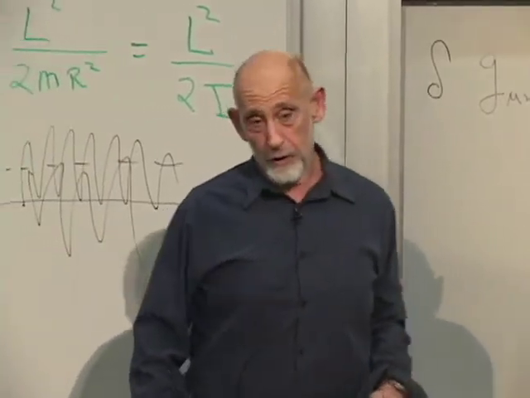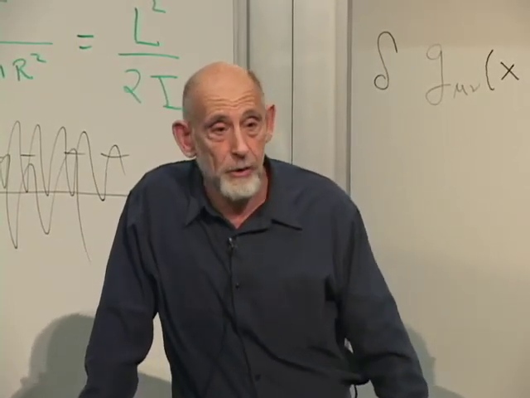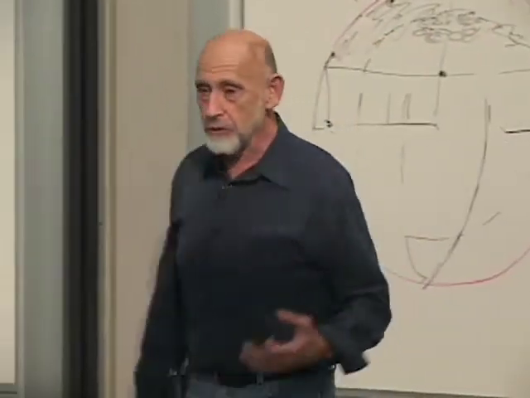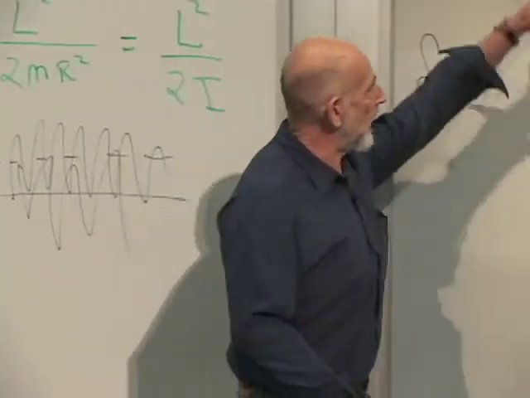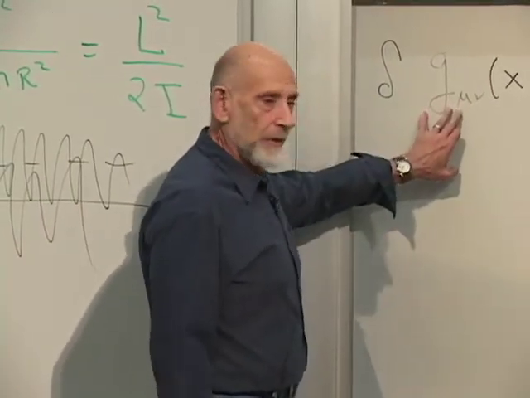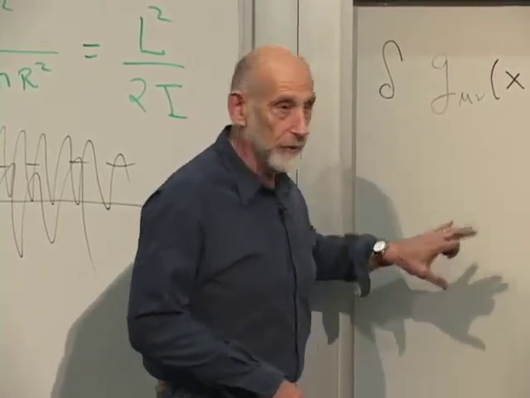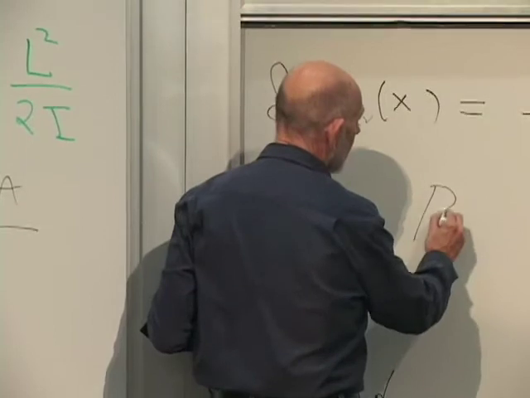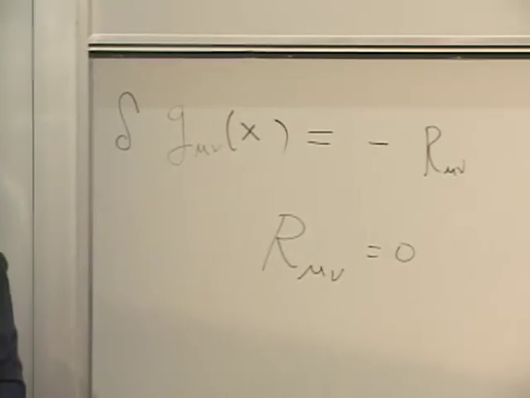Now, what we're looking for, though, is geometries which don't change when you change the cutoff. We want something stable. We want to say we're talking about string theory on this or that space. We don't want the description of it to keep wandering away as we add more of these modes. So what we really want are geometries which are stable and don't change when we change the cutoff. What does that mean? That means geometries where the Ricci tensor is zero.